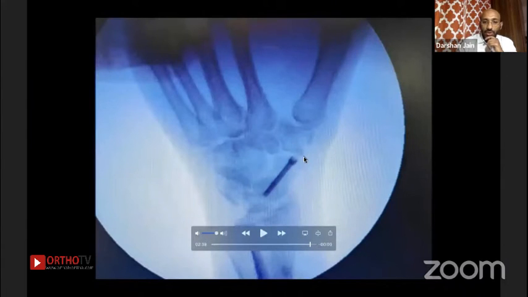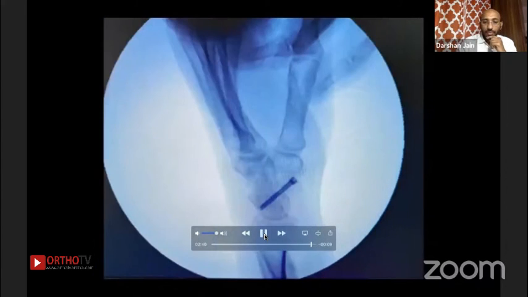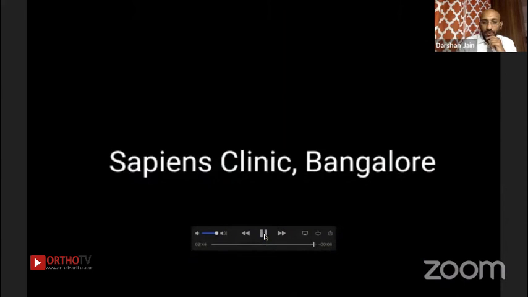You can note that I have taken off a small part of the trapezium here as well. That gives me better access and better orientation. I don't do this routinely, but in this fracture, because it was a bit delayed, I had to resort to it. So this is about the acute scaphoid fractures.